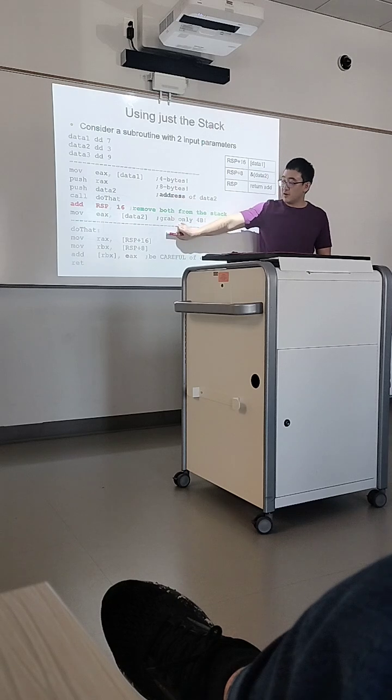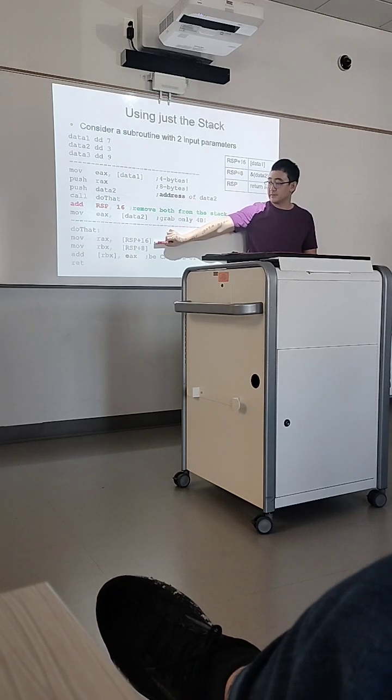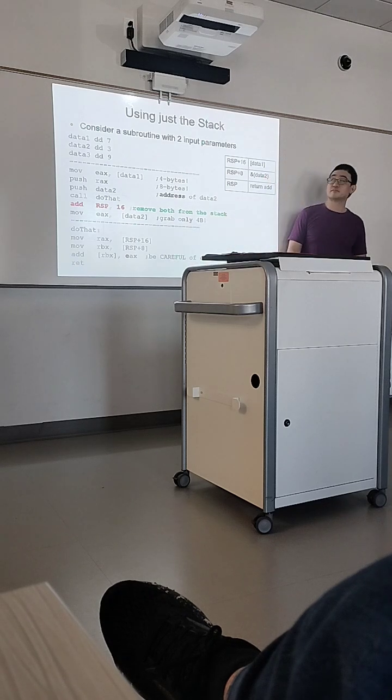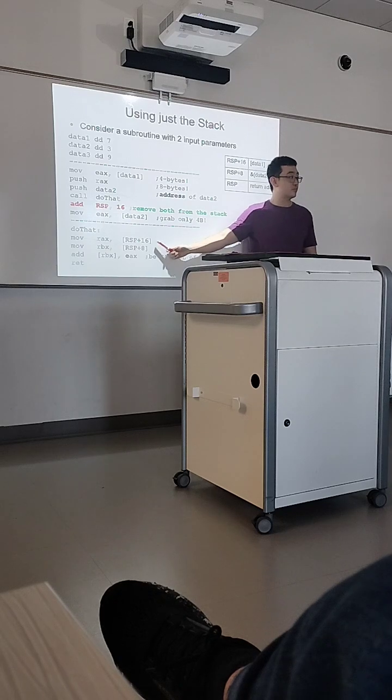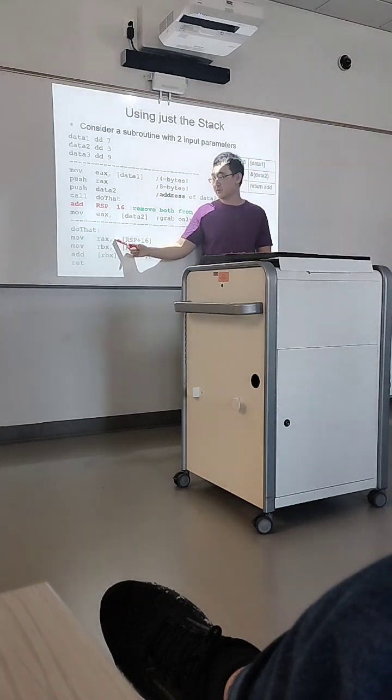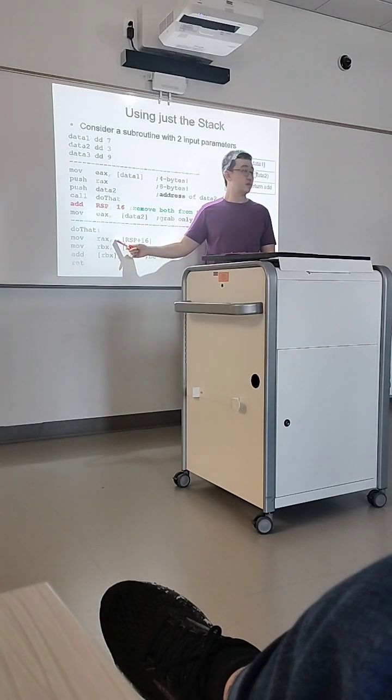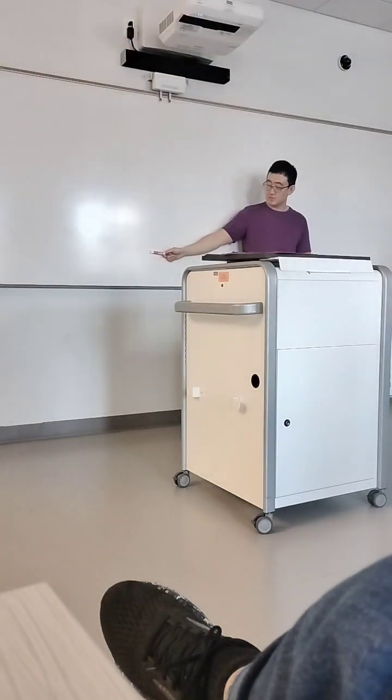So now we jump into the function call. What does it do? It moves, grabbing RSP plus 16. What are we going to get? It grabs the data one value, 7. And puts it where? RAX. Any questions about that? No. That's it. Next line.